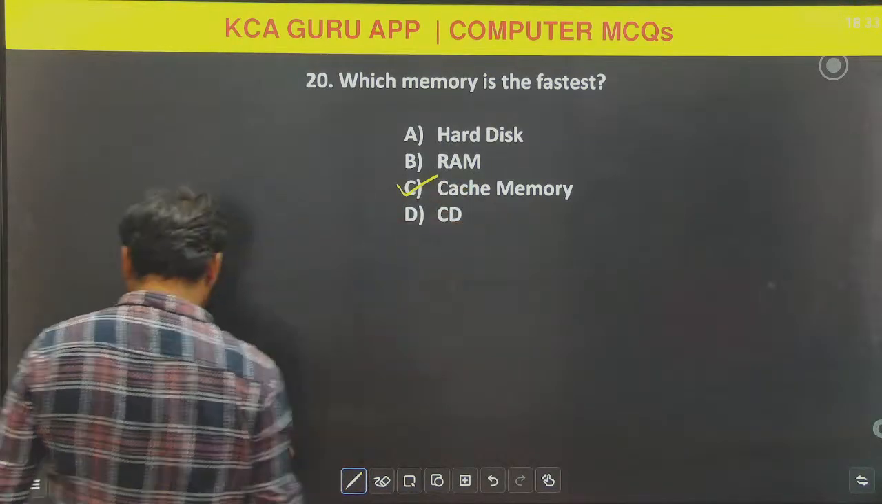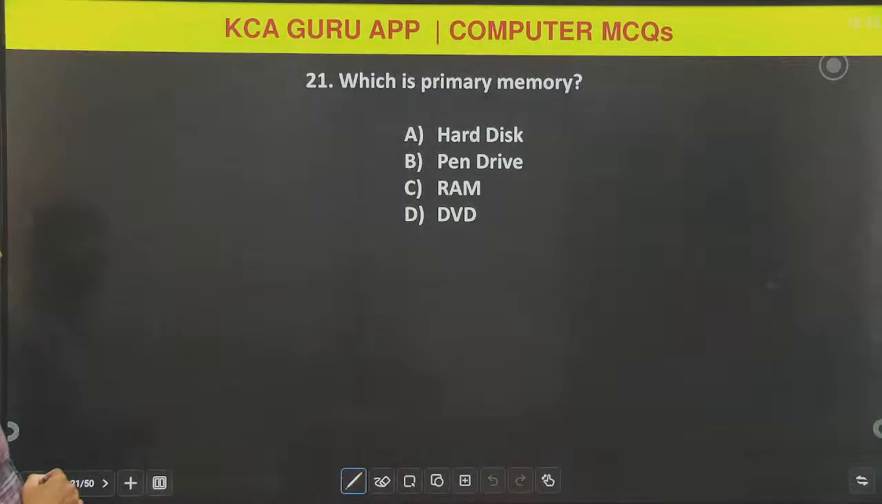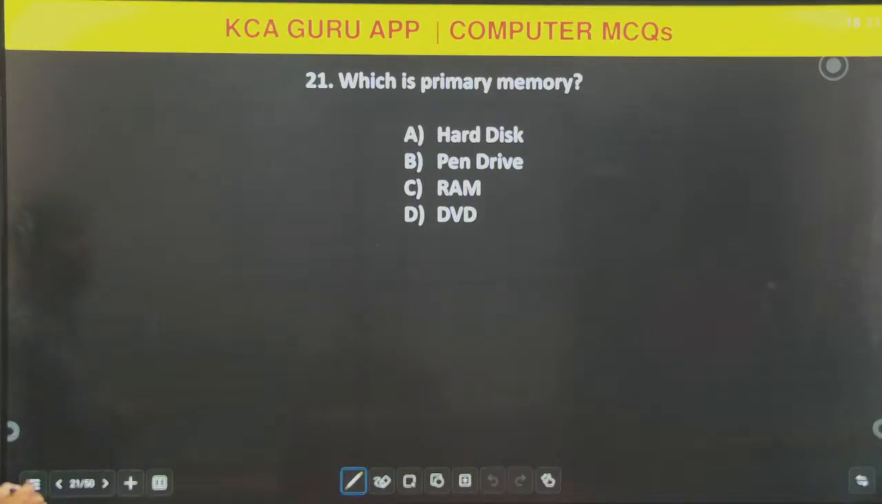Next, which is a primary memory? Which is a primary memory? Yes. So we have two types. One is the primary memory, another one is the secondary memory.